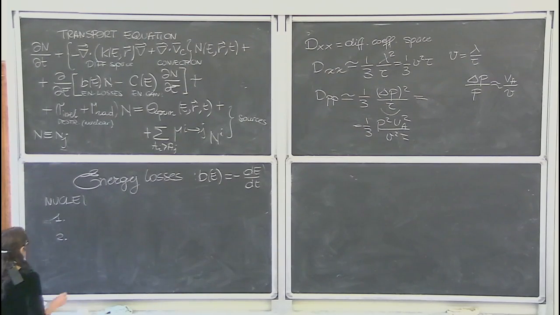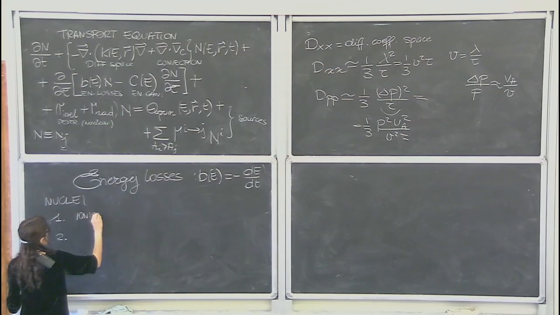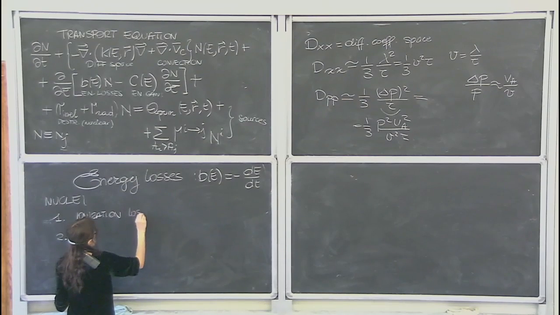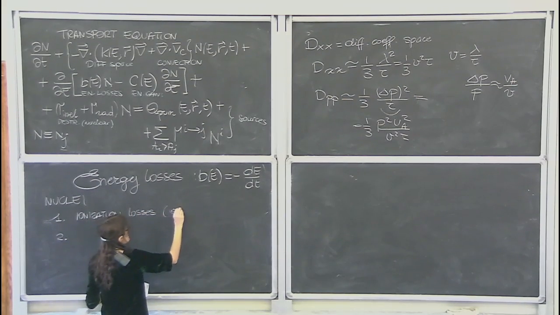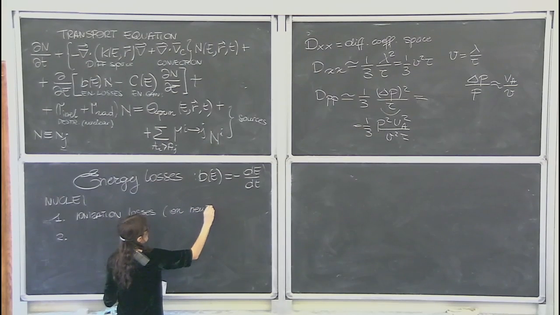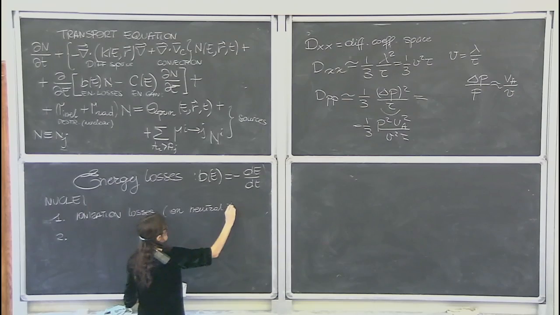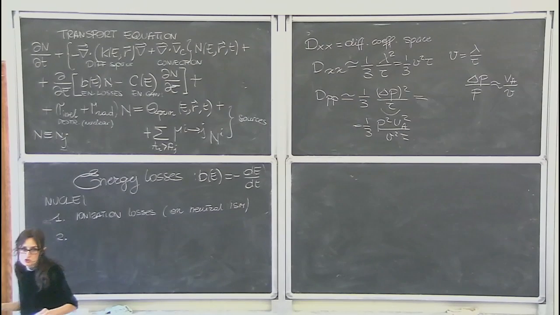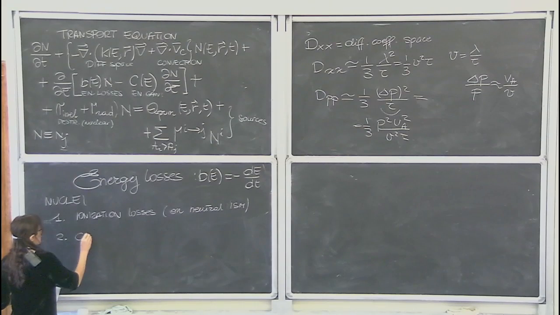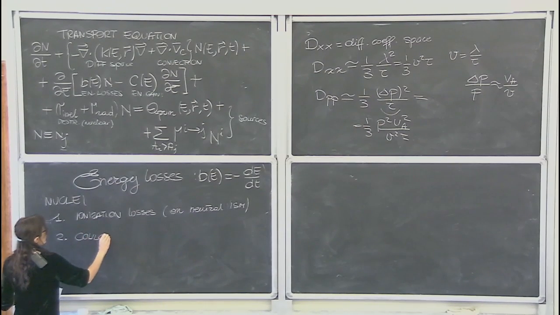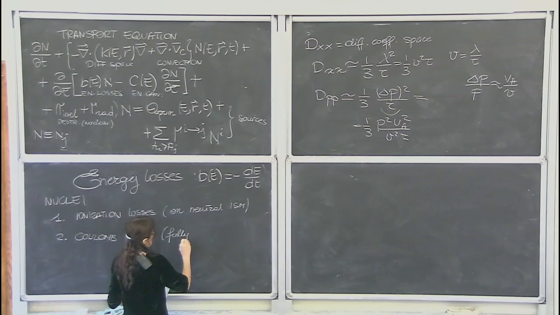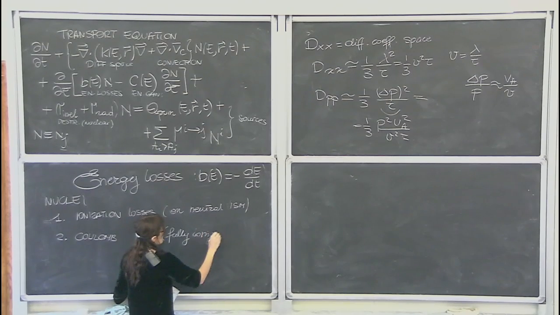So nuclei suffer ionization losses, and this happens on neutral interstellar medium, which is most of the interstellar medium, indeed. And Coulomb energy losses in a fully, or anyway, in an ionized plasma.